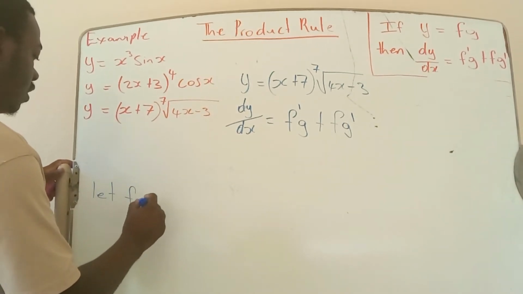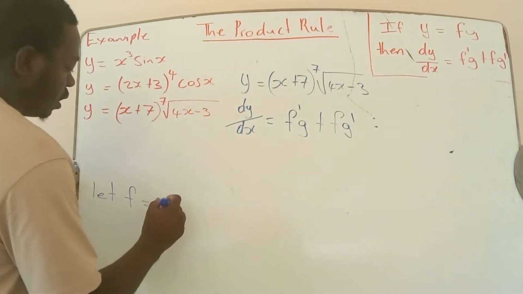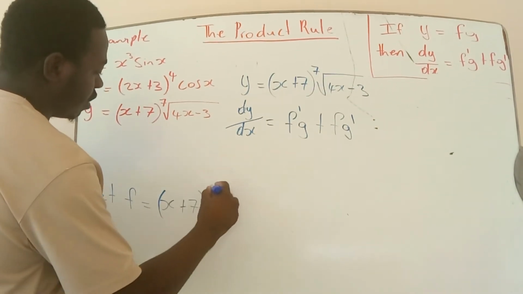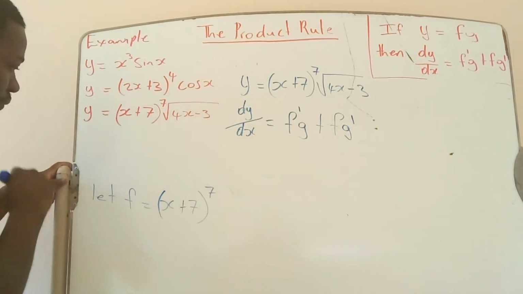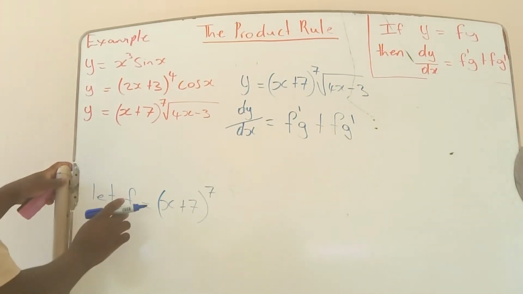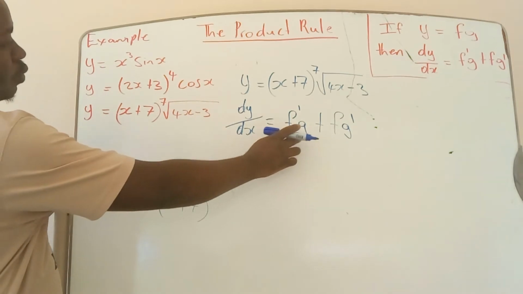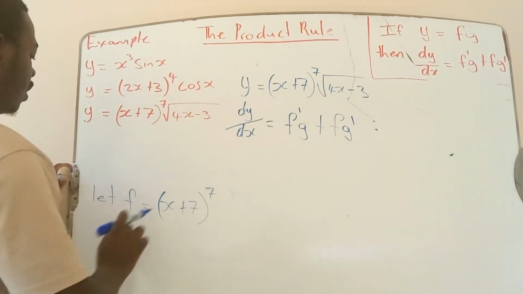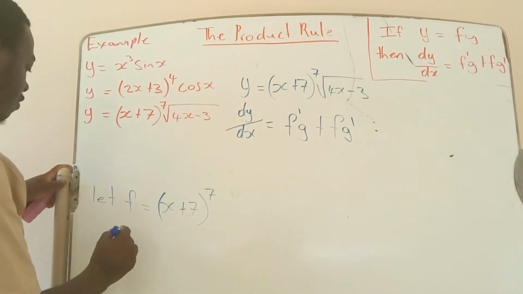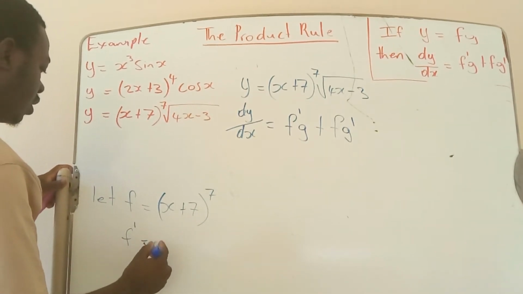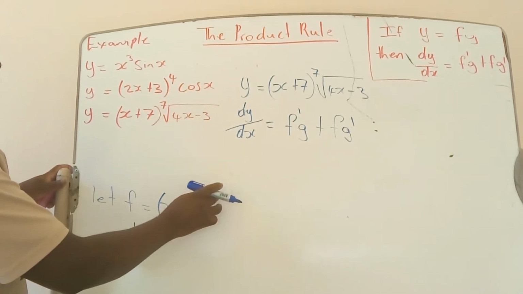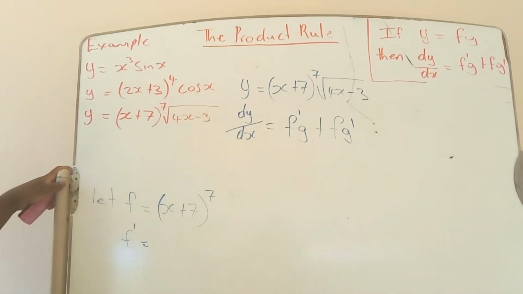f equal (x + 7) raised to the 7th power, right? Now that's just f, but from this formula we have f, but we also need the derivative of f. So we could just find the derivative of f, which is f prime equal to, for differentiating (x + 7) raised to the 7th power, we would have to use the chain rule.